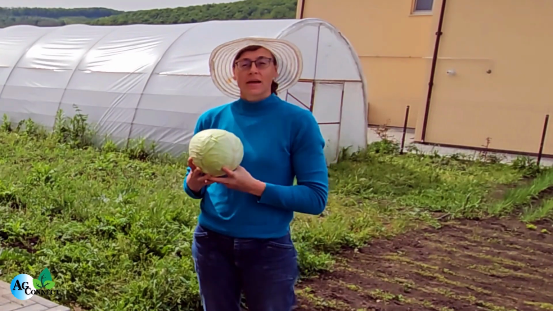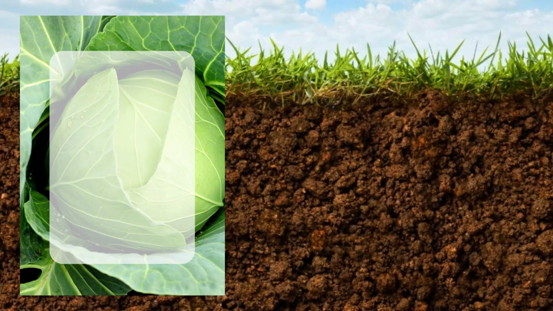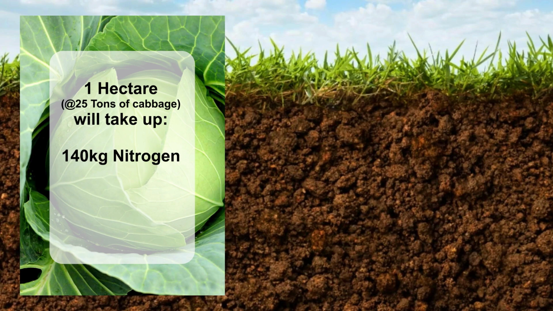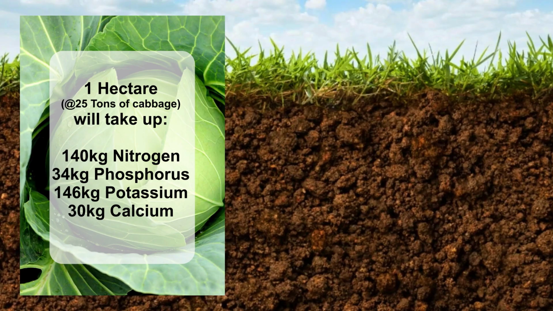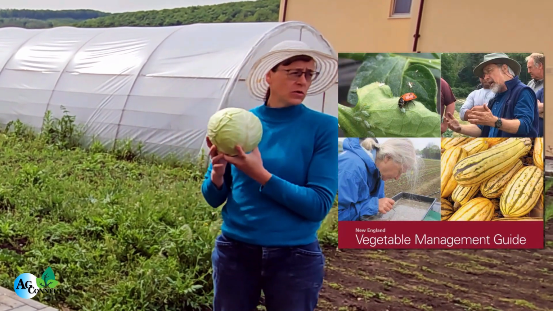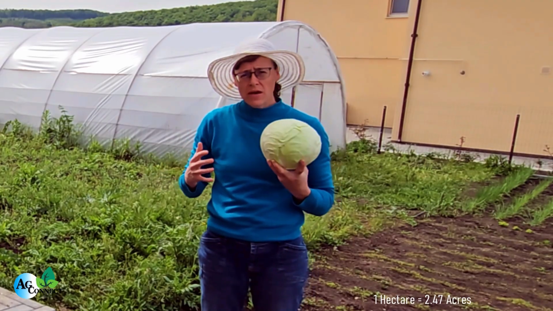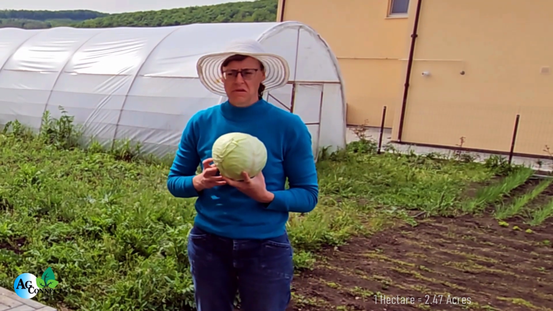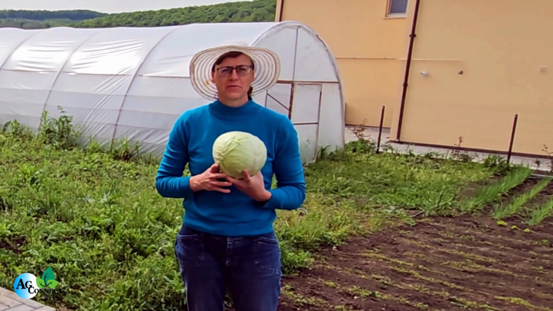For instance, a crop of cabbage on a hectare, that's about maybe 25 tons of cabbage, is going to take up 140 kilograms of nitrogen, 34 kilograms of phosphorus, 146 kilograms of potassium, 30 kilograms of calcium, and 11 kilograms of magnesium, according to the New England Vegetable Management Guide. So, at first, on a hectare size, you might think, well, that's not that much. I mean, a bag or two of fertilizer or whatever.